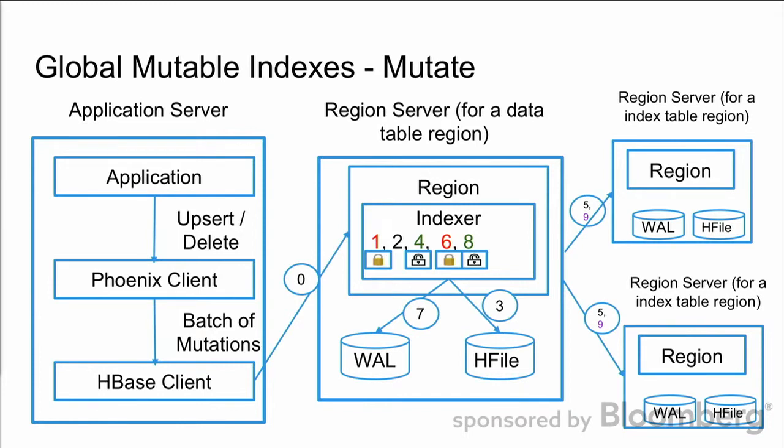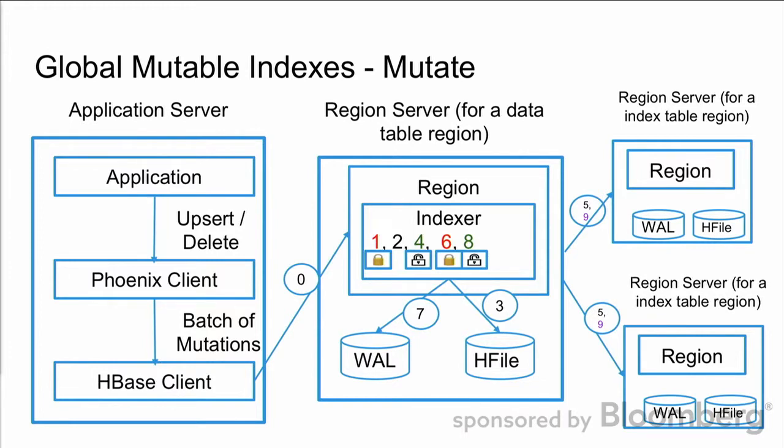So this is the detailed explanation of the flow with the new design. As you can see, the picture is similar, but there are some nuances. So upserts, deletes, a batch of mutations comes to the HBase client. So far it's the same. Then it goes to the data table region. There is this indexer coprocessor, which in the first step locks the data rows.